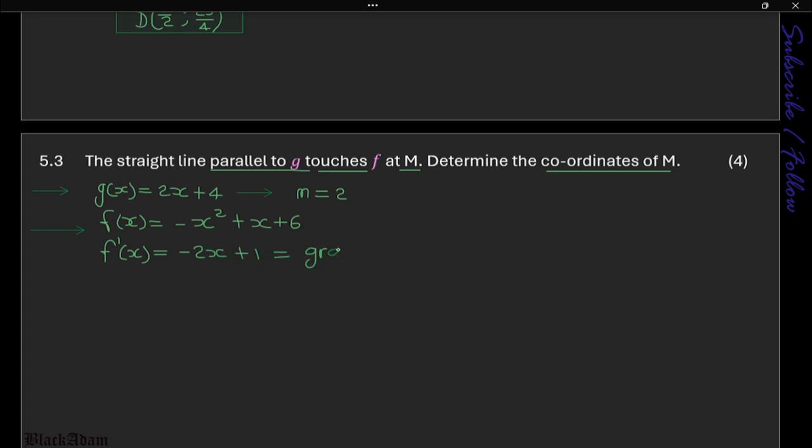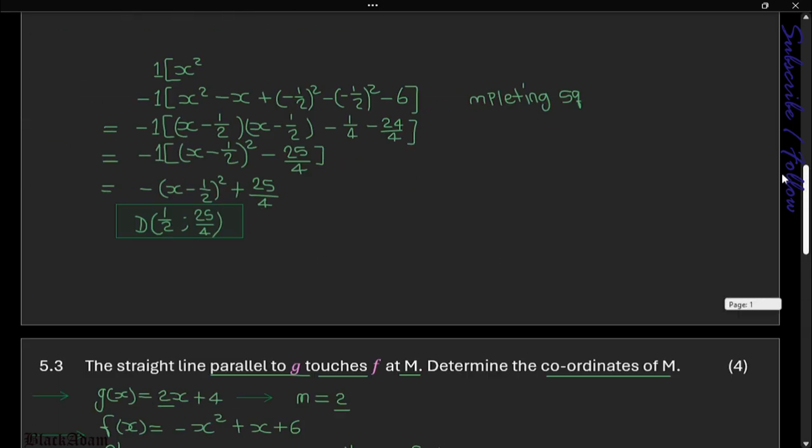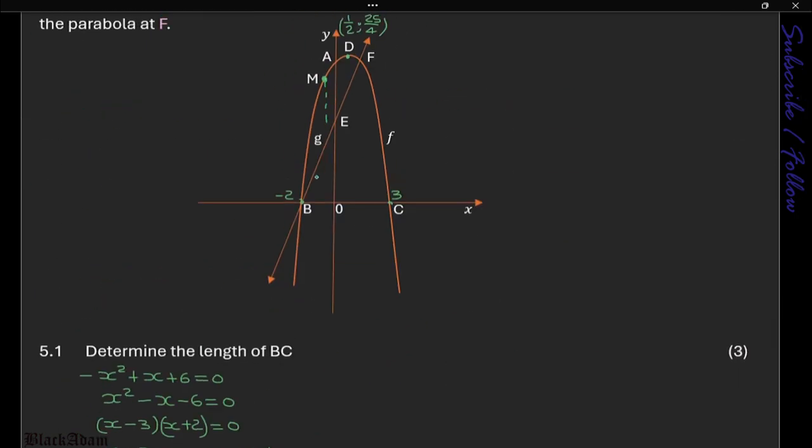That is equal to the gradient of the tangent. The gradient of the tangent is parallel to G, so the same gradient, which is 2. And now we have to solve for x, so negative 2x plus 1 equals 2. Now x is going to be (2 minus 1) over -2, so that is -1 over 2. So our x is negative half. That's the value of x at M.